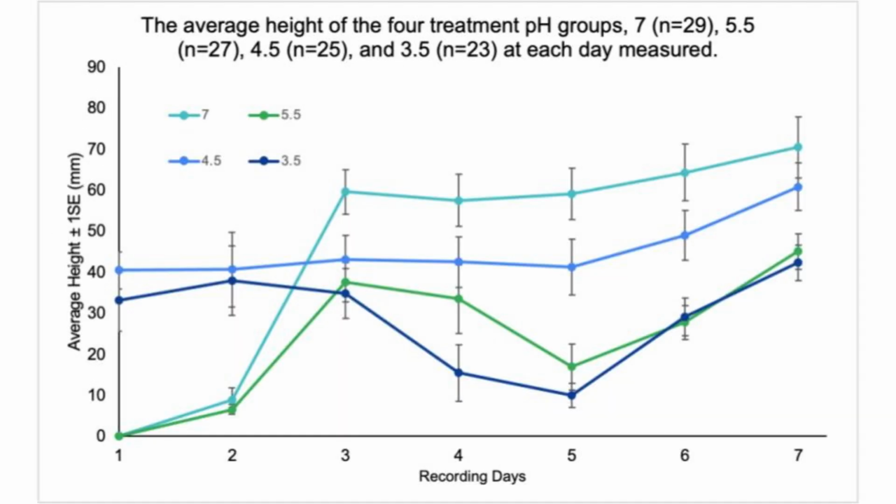We then looked at the average height of each group per recording day. The standard error bars on the graph were calculated from the recorded values per day per treatment. The 7 pH group had the largest average height on our last day of recording, even though it initially started with 0% germination. However, our 5.5 group and 3.5 groups had a similar pattern of height for the last 3 days of recording measurements, with their standard error bars overlapping. 4.5's growth stayed fairly constant throughout the experiment, with its average height only being second to the 7 group.